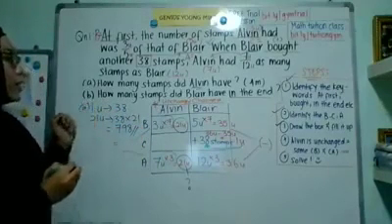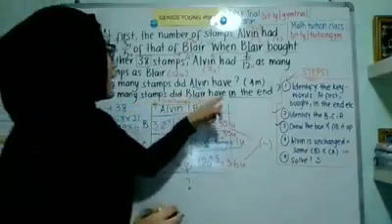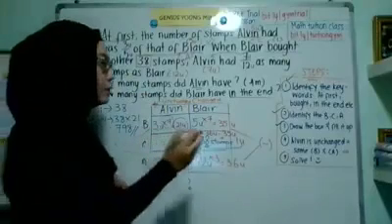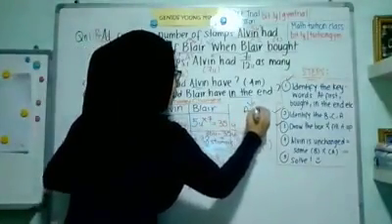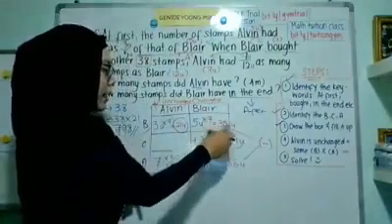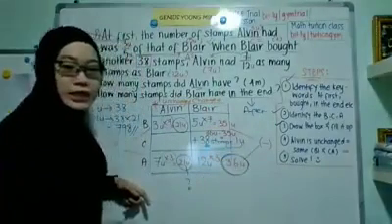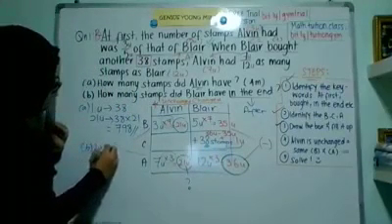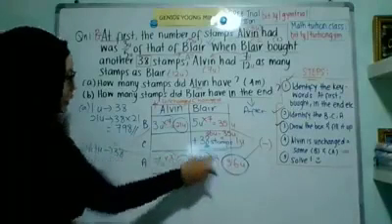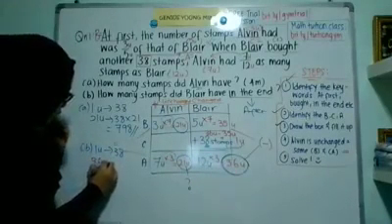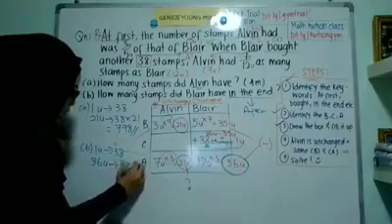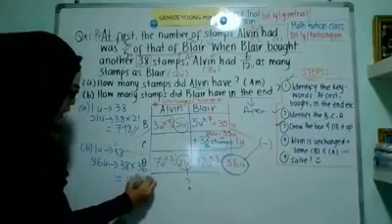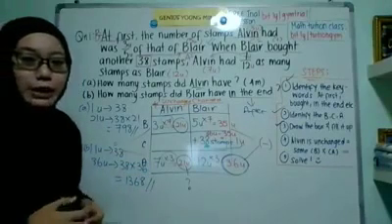Okay. Then for part B, how many stems did Blair have in the end? Now we look at Blair in the end. In the end means I want to know my after. So not 35, but I want to know how much the 36 units is. So for part B, 1 unit is 38. So we want to find 36 units. 36 units is 38 times 36 equals 1368. That's my answer for part B.